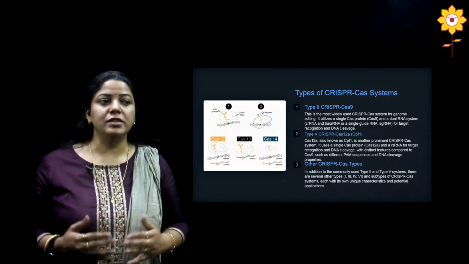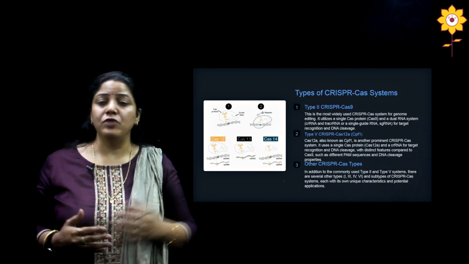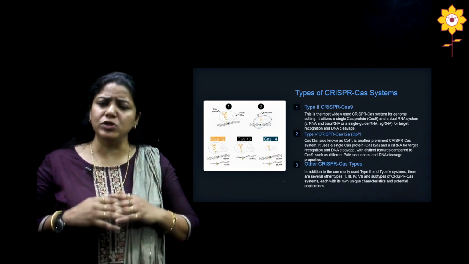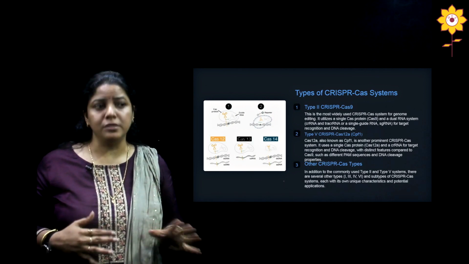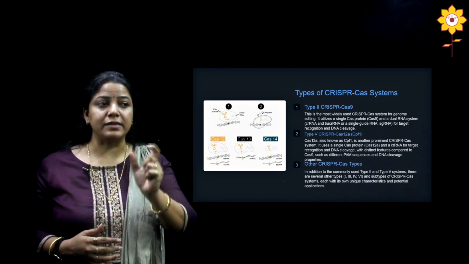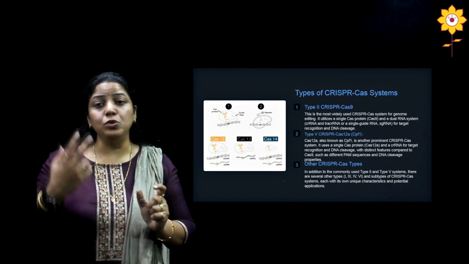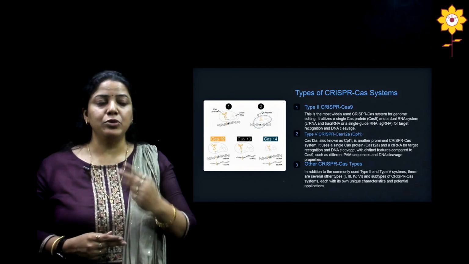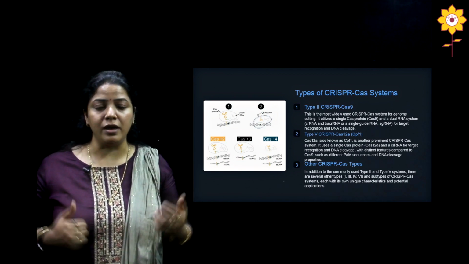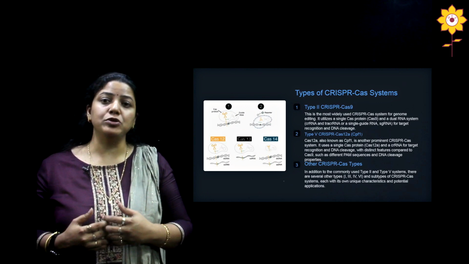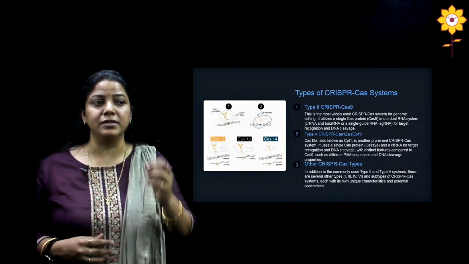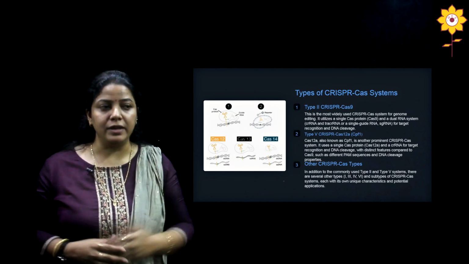So the first one is your type 2 CRISPR-Cas, which is a CRISPR and Cas9 protein combination, which is the most widely used system, and it utilizes your Cas9 protein and a dual RNA system. Here you require two RNAs, one is your CRISPR RNA and the tracrRNA, which combined together with your Cas9 will help in recognizing the target sequence and DNA cleavage.